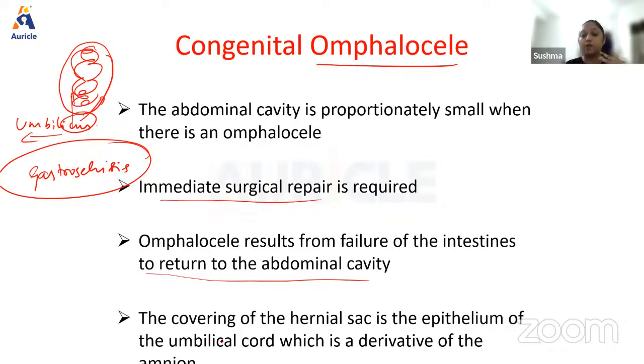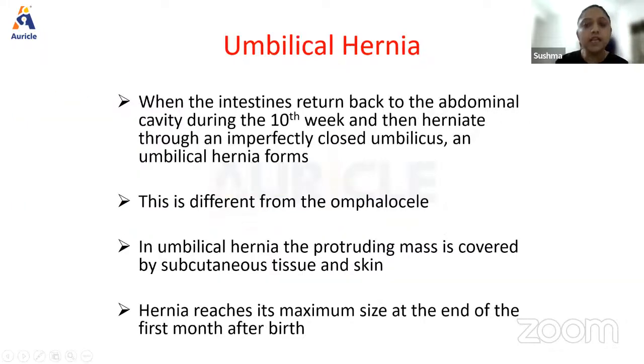an immediate surgical repair is required because you cannot leave these structures exposed. It will result in severe infection and the baby may die. The covering of the hernial sac is the epithelium of the umbilical cord, which is a derivative of the amnion. So in omphalocele it is always covered by a sac. If the sac is not present, we call it gastroschisis, which is generally towards the right side of the umbilicus.